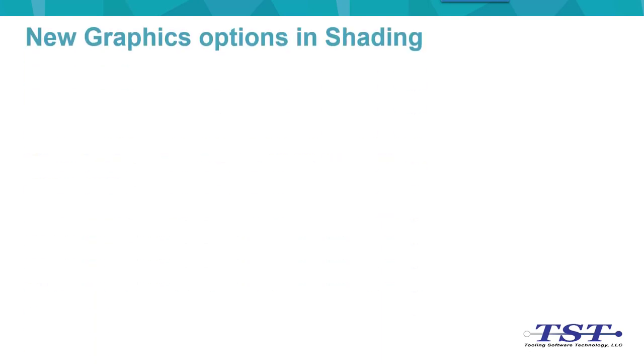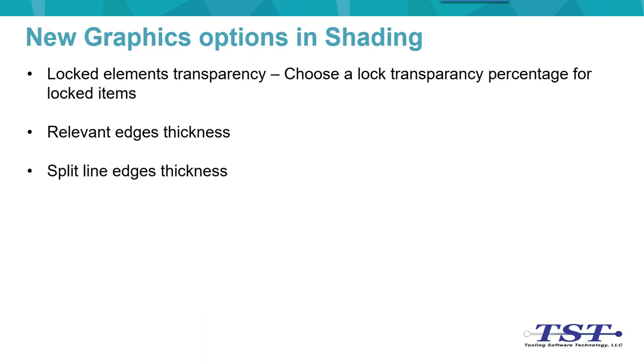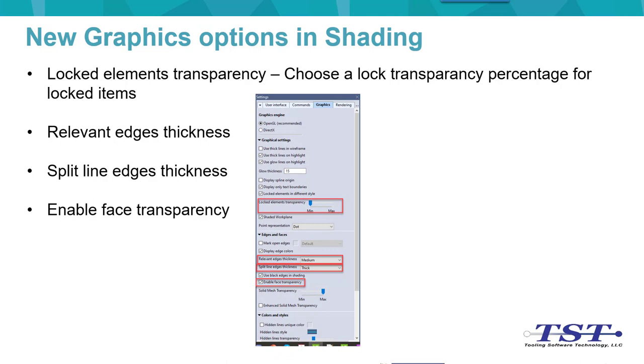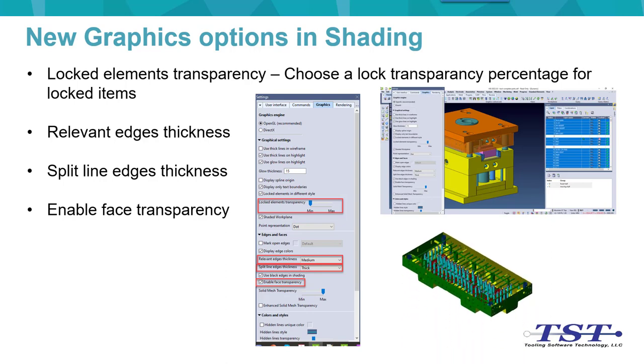So there's some new graphic options for shading as well. So you can control the lock transparency. So whatever your transparency is for locked items, you can control the transparency of it. You can change the relevant edge thickness. You can change the split line edge thickness, and you can enable and disable free face transparencies. So here's some of the new options. Here's just a couple images just showing those. And these are under the System Settings Graphics area.